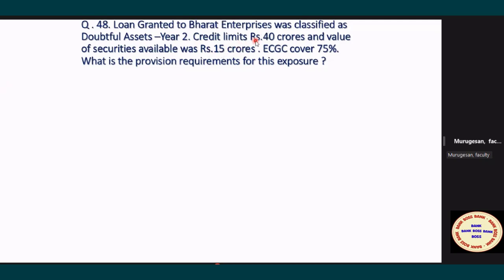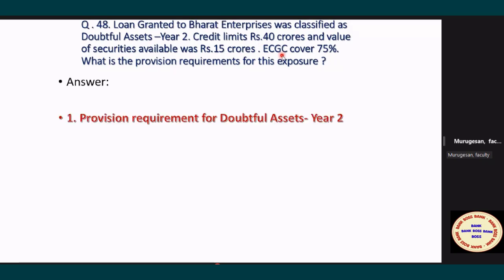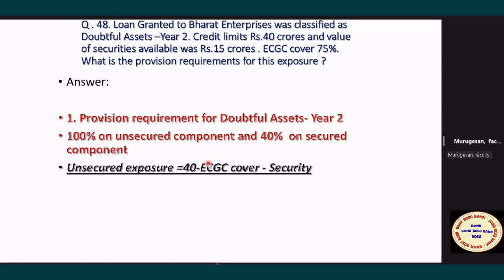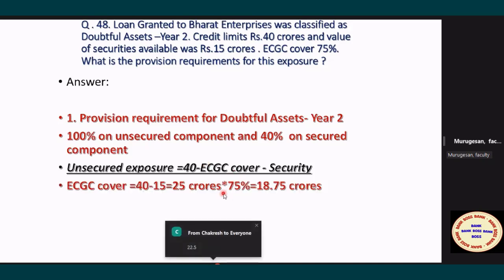Now first you have to calculate ECGC cover. Without ECGC cover, you have gone straight away. Now ECGC cover first you have to calculate. Then you apply the normal rule. What is the normal rule? Unsecured 100%. Secured means other than ECGC. ECGC again don't put, don't put that. Secured 40%. That is security other than ECGC. That ECGC is also a security. And now how to calculate step by step. Unsecured exposure, how much? First you have to calculate what? ECGC cover. How to calculate ECGC cover?